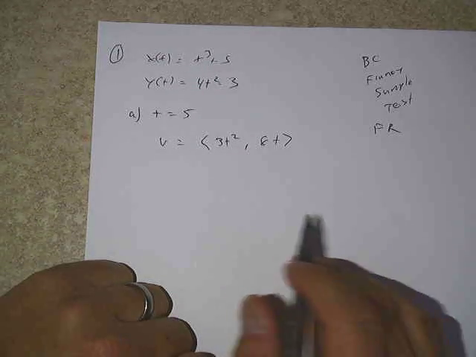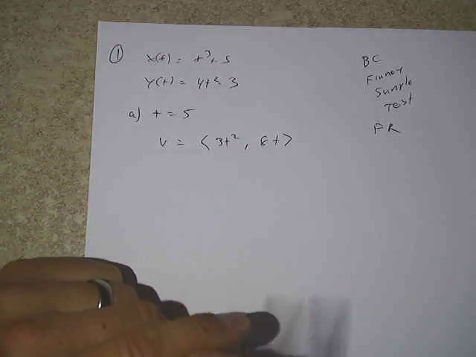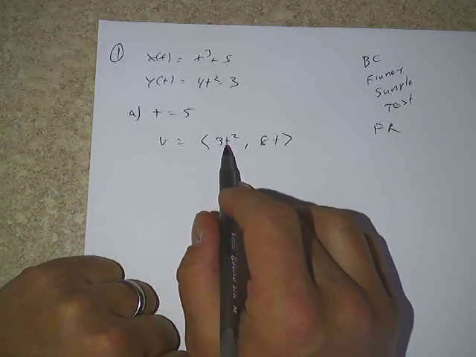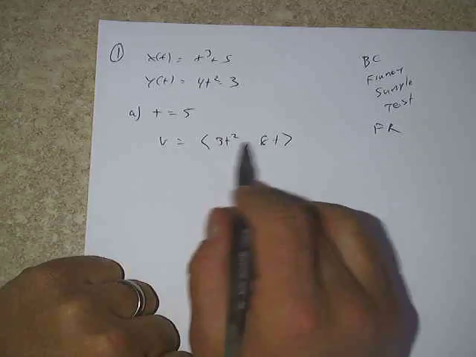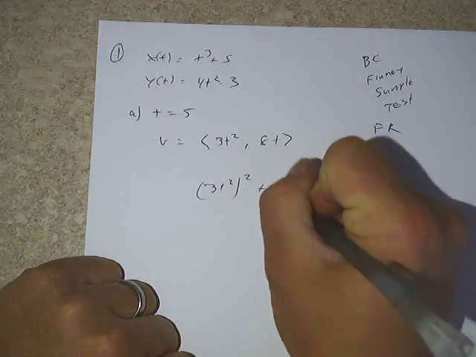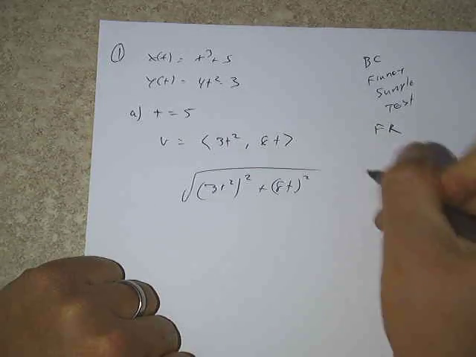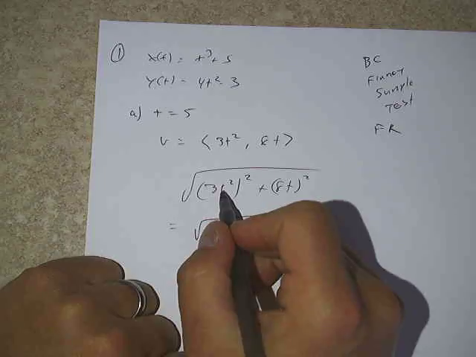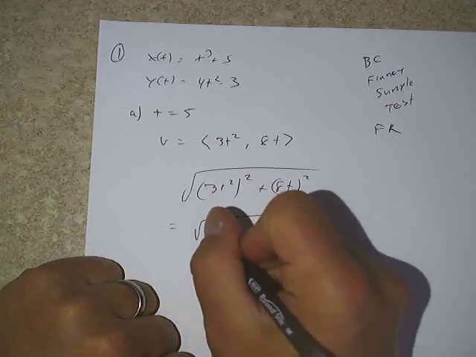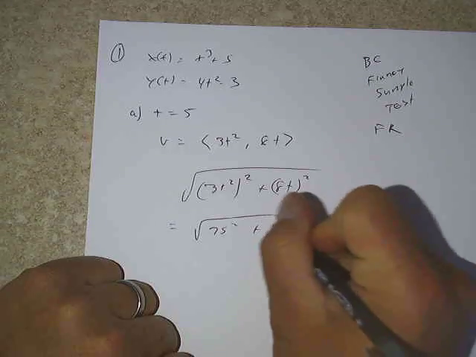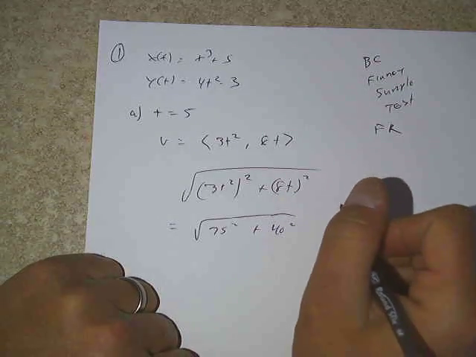And the other part says the magnitude of the velocity vector. Remember, the magnitude of the velocity vector is going to be the square root of these two squared added together. So we'd have the square root of 3t squared plus 8t squared. And if we put in our 5 here, we're going to get 25 times 3, which is 75 squared, and 5 here gives us 40 squared.